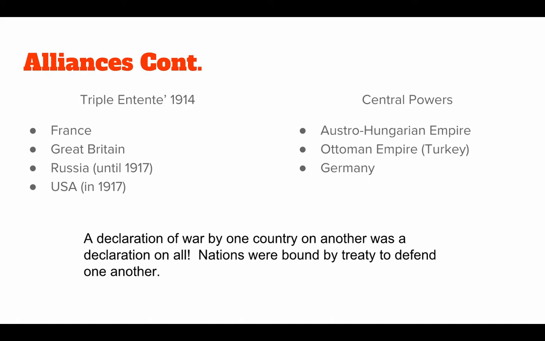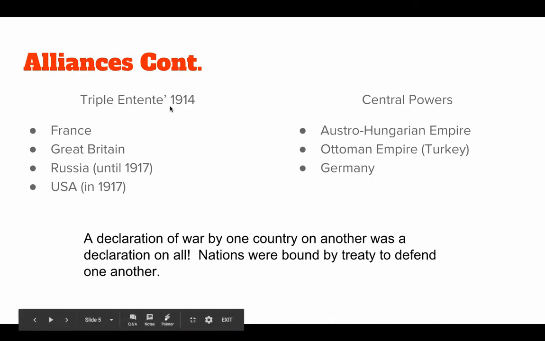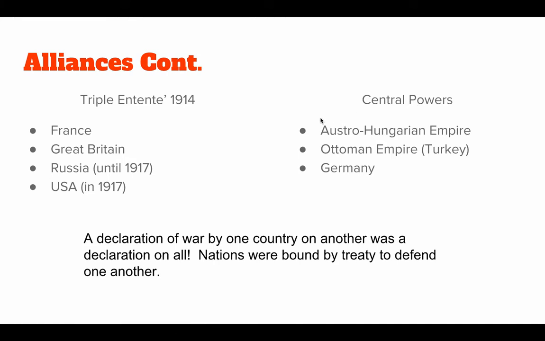Now, the two big alliances that were formed prior to World War I and really continued throughout the war are the Triple Entente and the Central Powers. Central Powers, named so because most of these countries were located in Central Europe. The Triple Entente was made up of France, Great Britain, and Russia. They had pretty close alliances culturally, historically, and then as Russia would leave, the United States would enter in 1917.